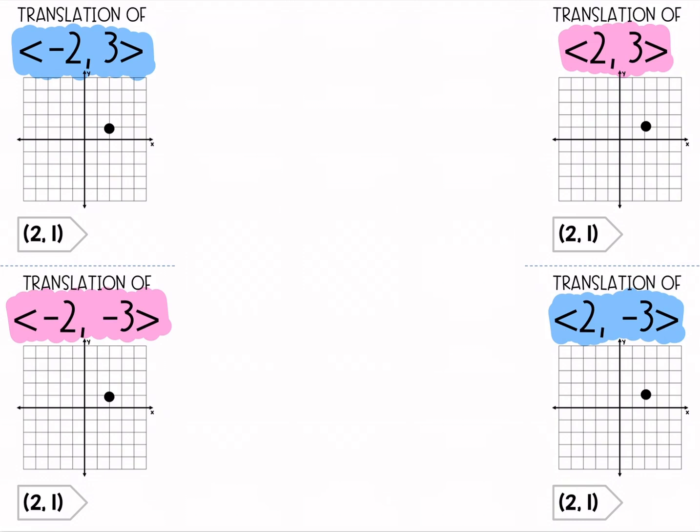Okay, so I have 2, 1, that's my ordered pair. And so I'm going to shift this point to the right 2 spaces and up 1, 2, 3 spaces. And so this point is my new point. That's my translation of 2, 3 for the point 2, 1. And so my new ordered pair is 4, 4. Okay? So again, with translations, the numbers are just telling you which direction to move.